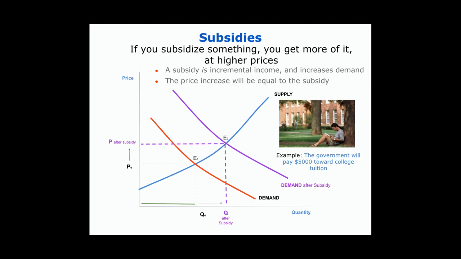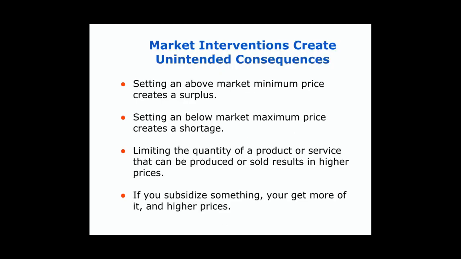And sure enough, if we go and look, we see that when we have these subsidies, let's take the example of college. We have subsidies that go towards college students to help pay for tuition. Well, more people go to college, and the price of college is higher than it was before the subsidies. Now, the point in all of this is that market interventions create unintended consequences. Setting an above market minimum price, such as the minimum wage, creates a surplus. It creates unemployment. Some people will make higher wages, but other people who were working in the past will not work in the future.